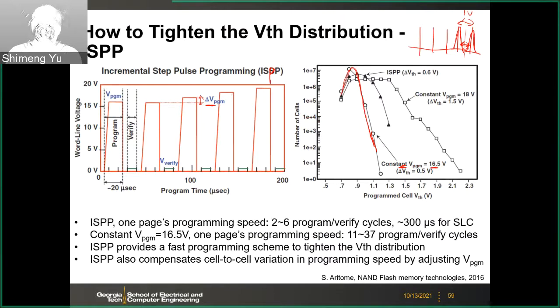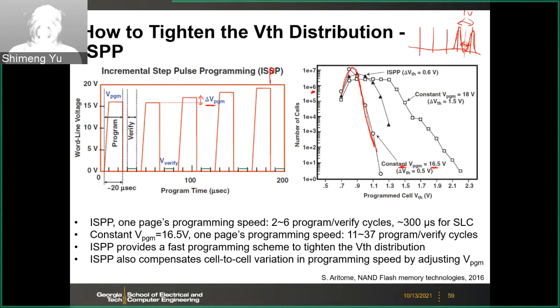Typically when you do this kind of experiment, you have to program the whole array, like a mega or even tens of mega cells. That's why you have the number of cells, or the count. Here you can get a very tight distribution by a constant program.